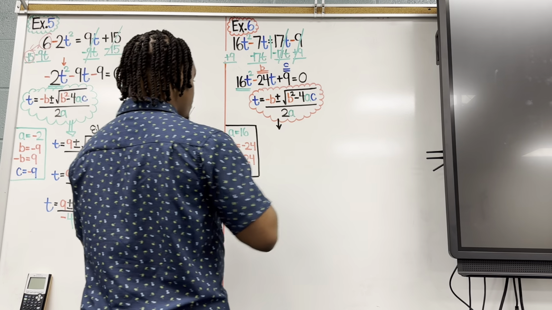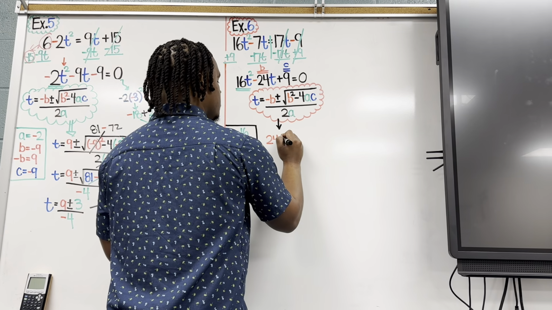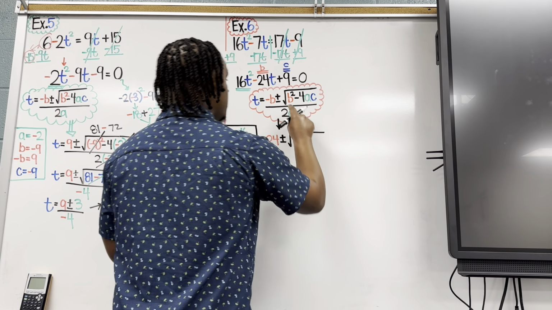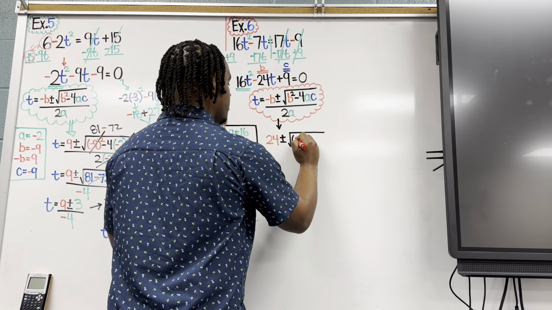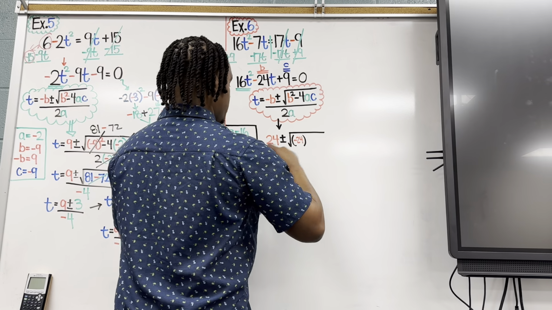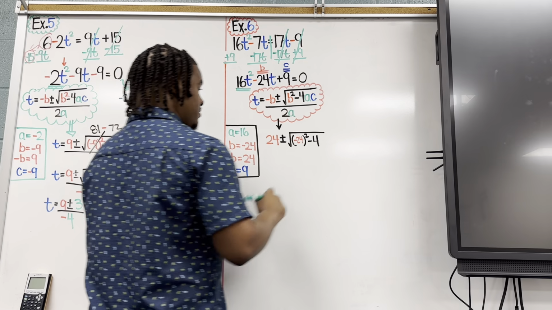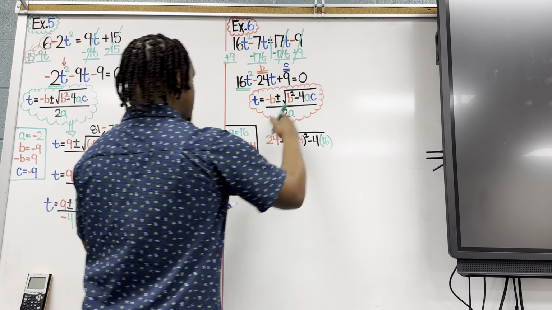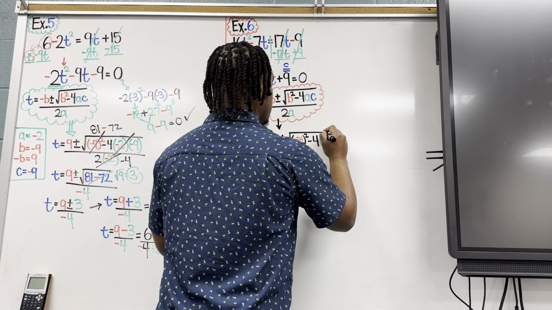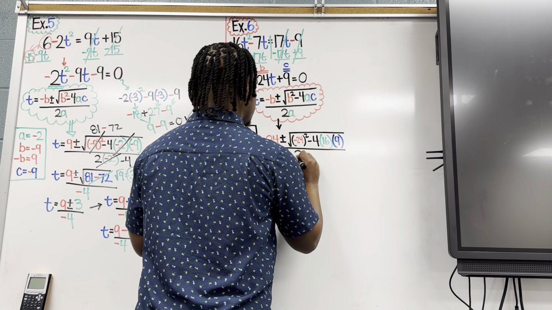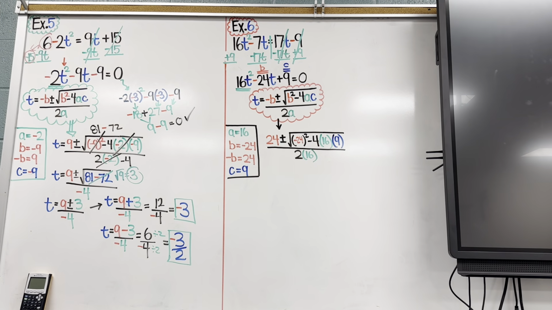Negative b is a positive 24, so it's going to be 24 plus or minus the square root of b squared. That's going to be negative 24 squared, to the second power, minus 4 times a. A is 16, so it's going to be times 16 times c, which is 9. Okay? All over 2 times a, which is 2 times 16. All right? So let's go ahead and start solving this particular formula.